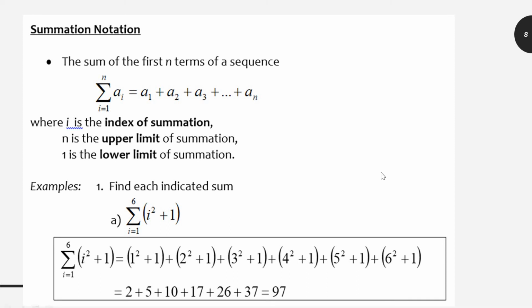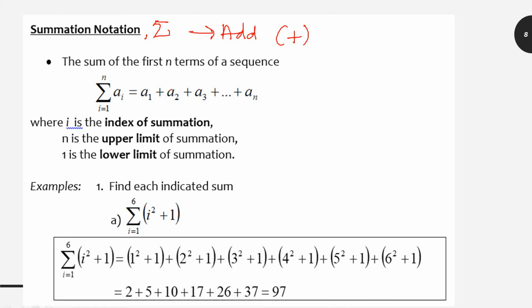Okay, summation notation. Summation is adding. The symbol is like this, the Greek symbol. Summation means to add, or in simple words, plus. So, the summation of the first n terms of a sequence.